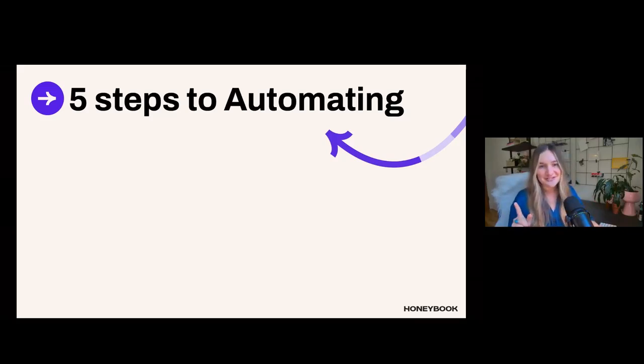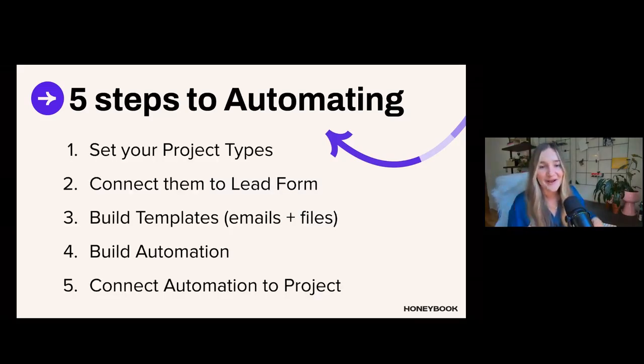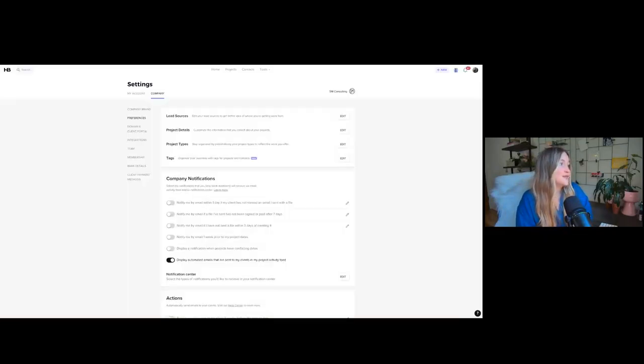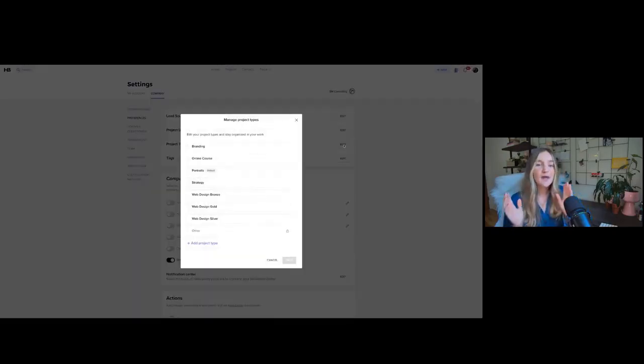The first one y'all are going to start out with is setting up your project types. Okay, this is not a super obvious first place to start, which is why I like to recommend starting here. So in order to get to your company settings, again, you go to your profile picture and you click company settings. You're going to come down here to preferences. Okay, and inside preferences, you'll see project types here, and you can edit this list. Project types are meant to reflect your service offerings, your groupings of clients.